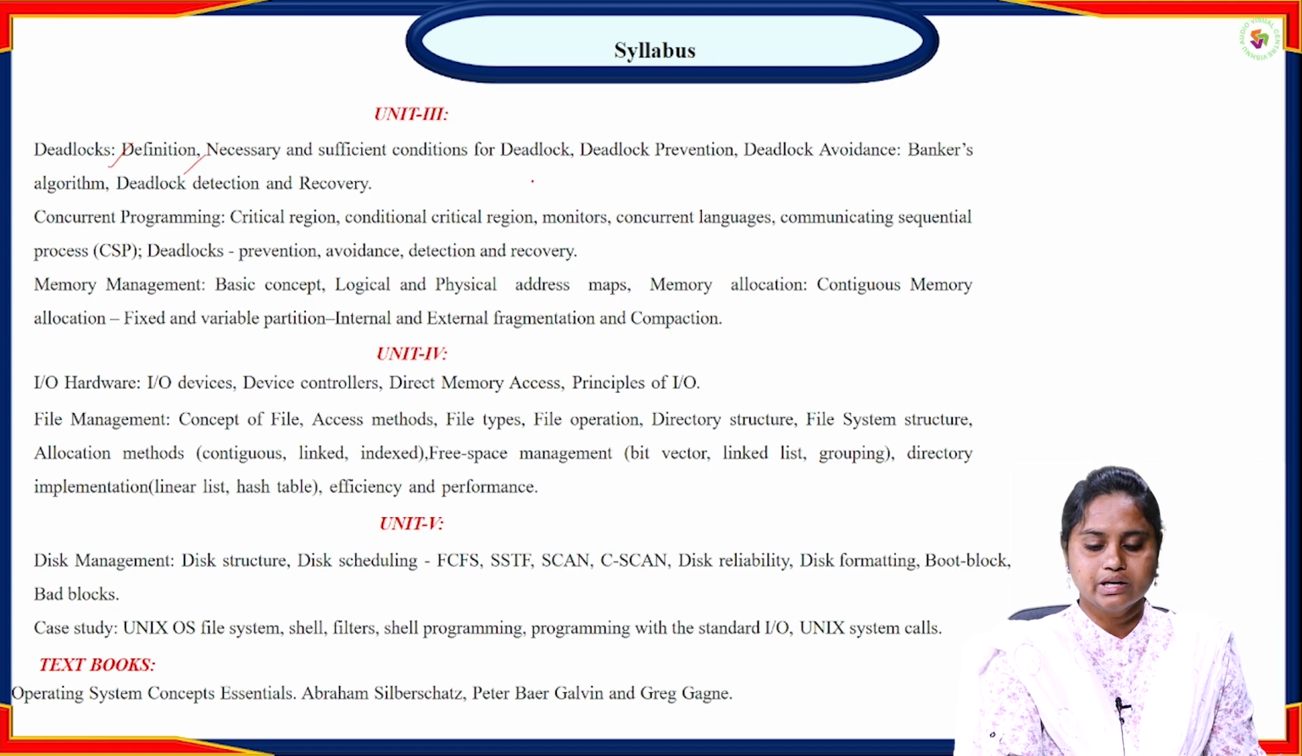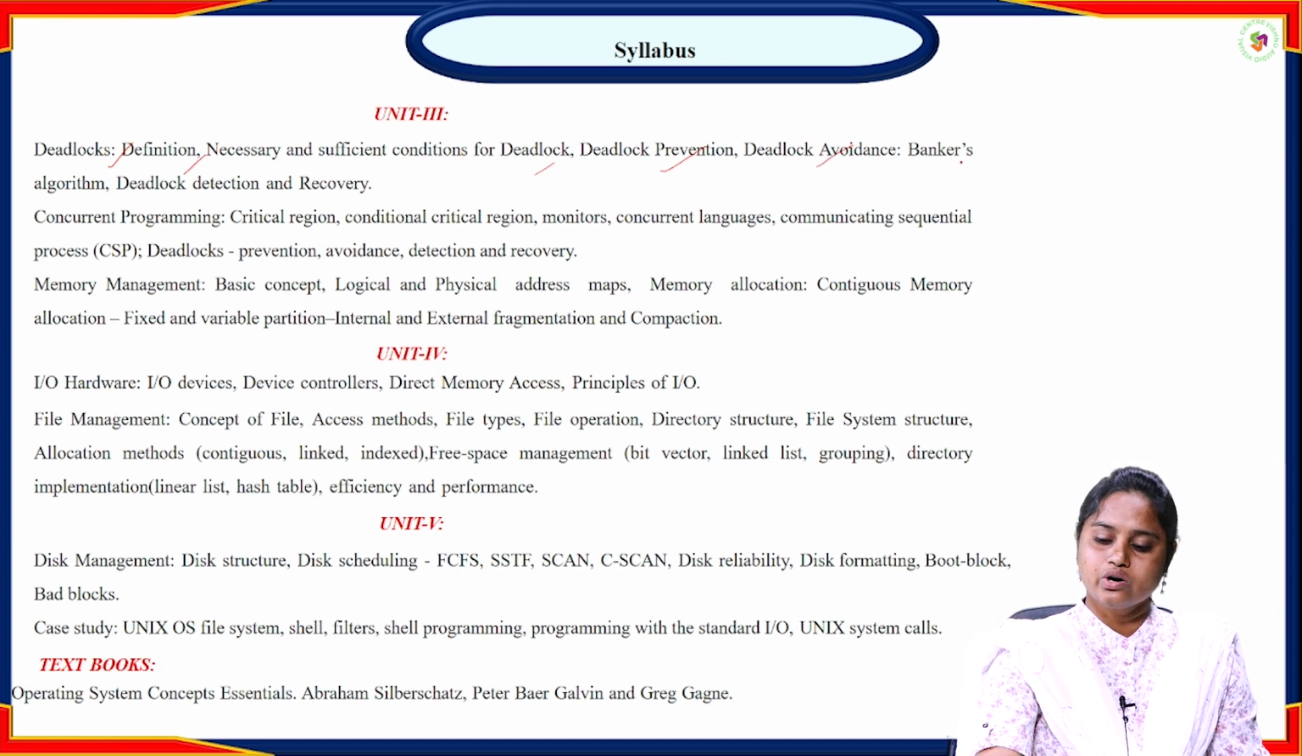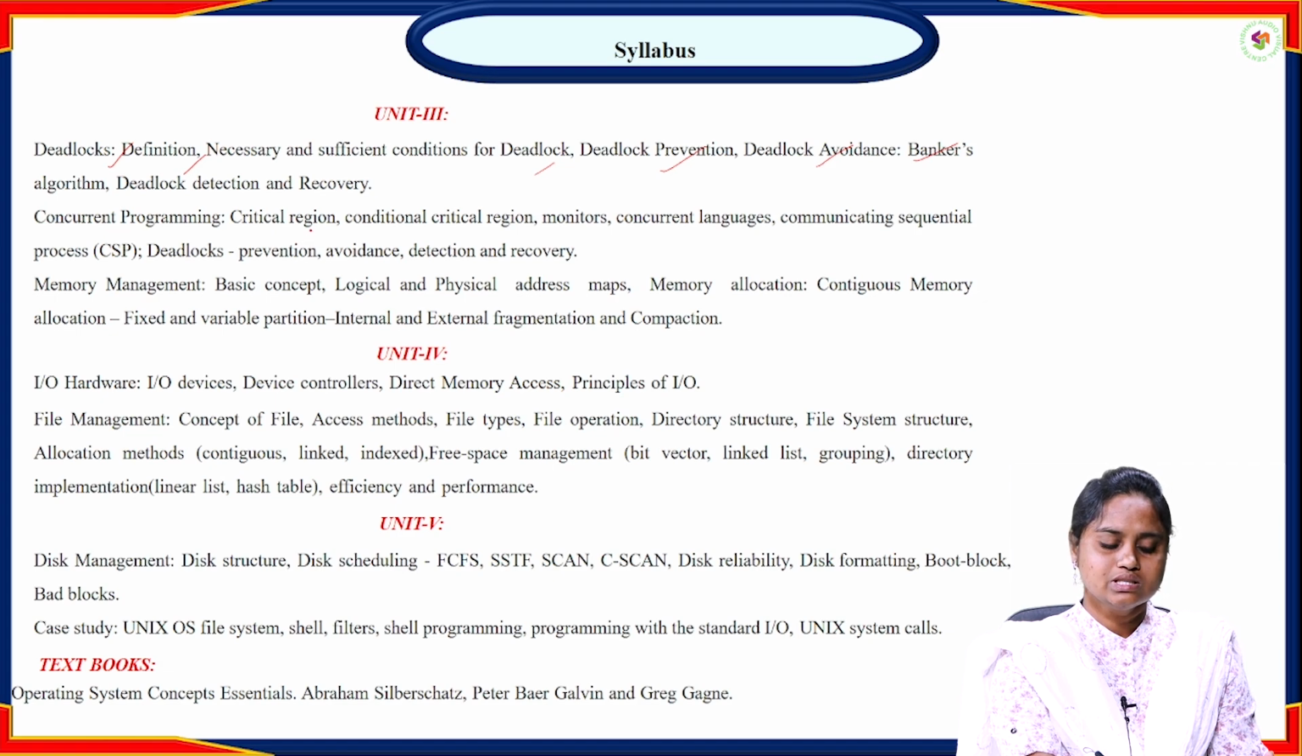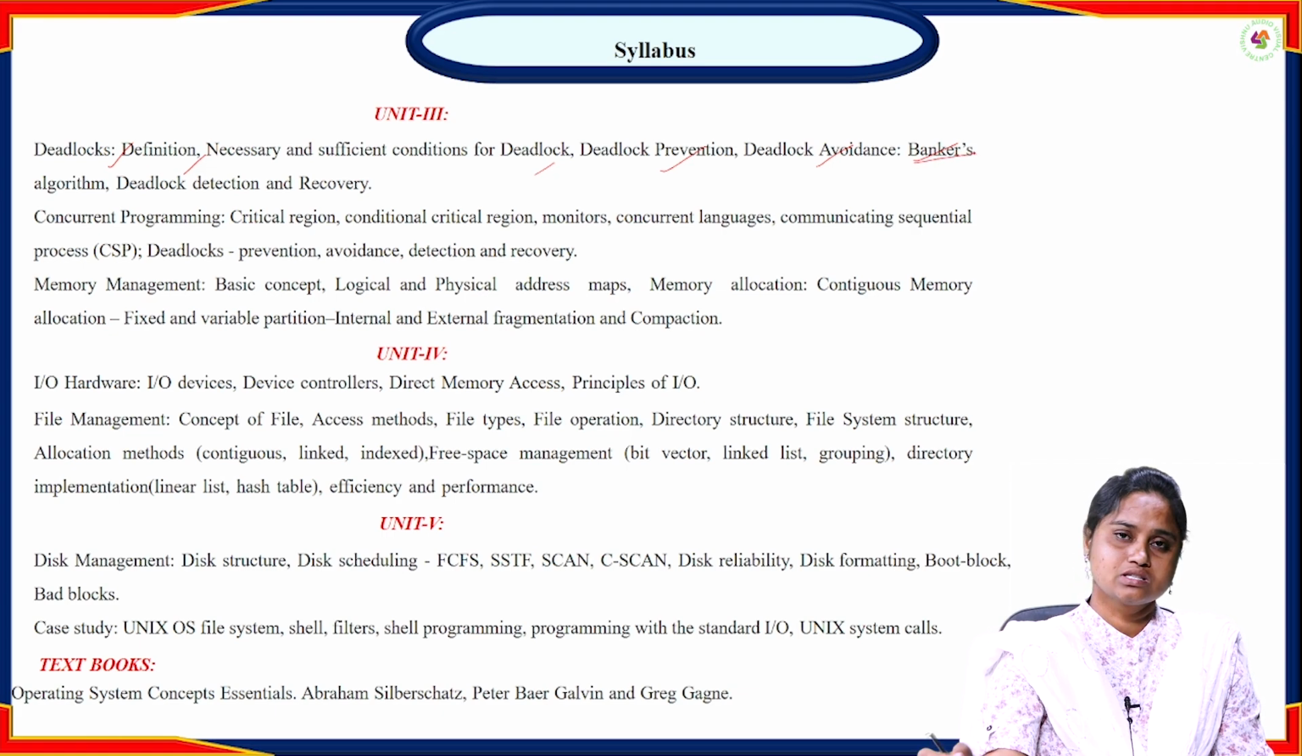So in this basic deadlock chapter, what is the definition first, and what are the necessary and sufficient conditions for having the deadlock, and there are strategies here. We follow some strategies here. What deadlock prevention techniques we have, what deadlock avoidance techniques we have. In deadlock avoidance, we have the Banker's algorithm, then deadlock detection and recovery. So this deadlock chapter is very, very important from the exam point of view, and we have some strategies. At the same time, we have some algorithms too. The very, very important algorithm is the Banker's algorithm.